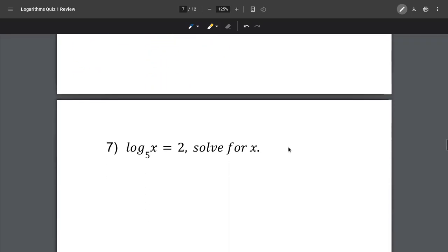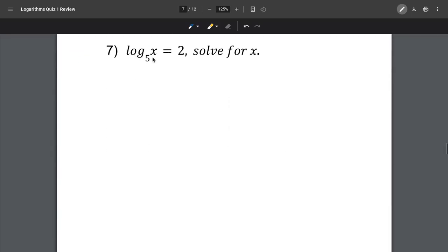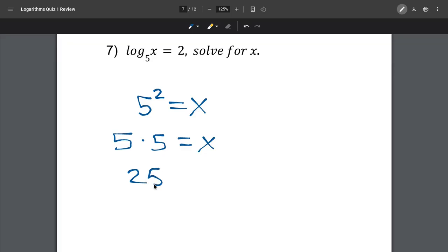Okay, let's keep going. Next one, we have a log with the base of 5 of x equals 2. So let's write this in exponential form. So I'm going to write the base 5 to the power 2 equals x. So that means we multiply 2 5s together. So 5 times 5 equals x. 5 times 5 is 25. So 25 equals x. And we finished that one.